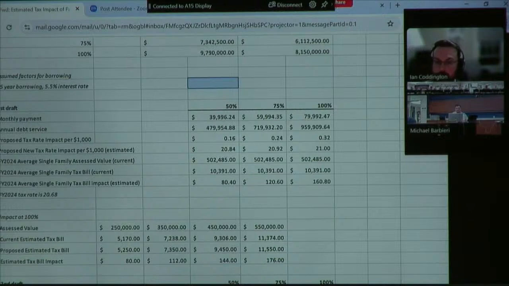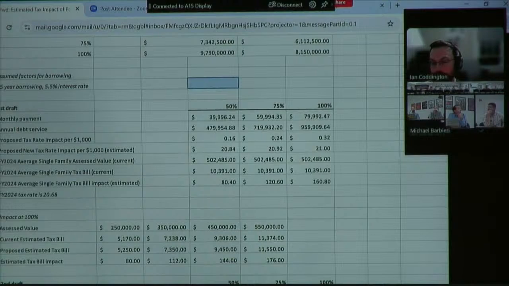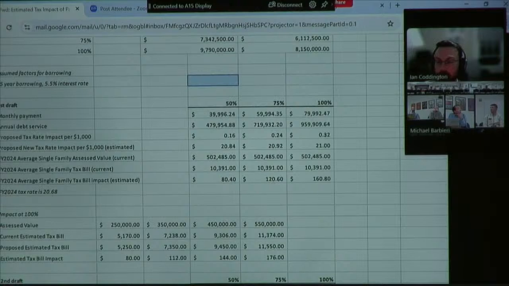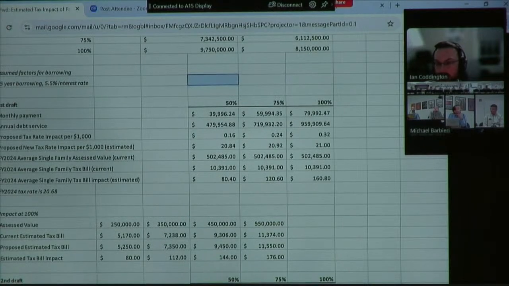This would increase the average single-family tax bill about $161, and I show below the change that would be for different real estate values. So a house at $250,000 all the way up to $550,000. And this is at 100%. So what you can see here is if we only borrowed half, it would be half the increase for a single family bill. But this is a helpful way to see what the total impact would be if we were to borrow the full amount.